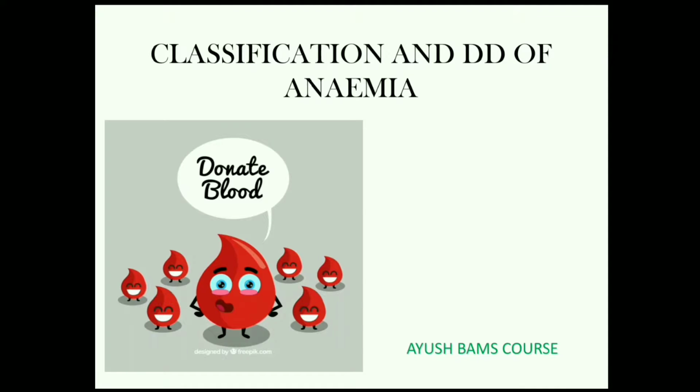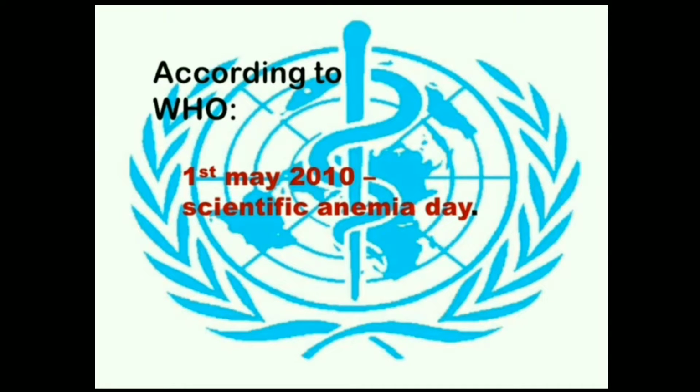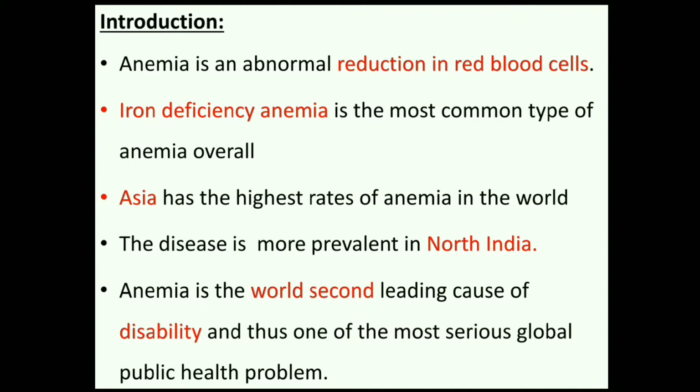Hey guys, now we are going to discuss classification and differential diagnosis of anemia. What is anemia? Anemia is a condition in which the blood doesn't have enough healthy RBCs. According to WHO, 1st May 2010 is the Scientific Anemic Day. Introduction about anemia. Anemia is an abnormal reduction in red blood cells.